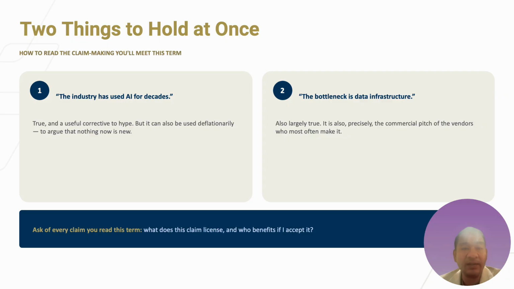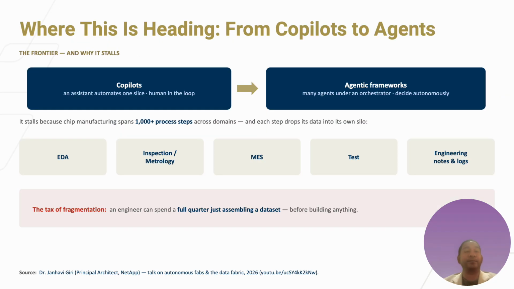The habit I want you to build is to ask every claim, what does it actually let us do, and who benefits if I believe it? That critical eye is exactly what we need for the last part of today, where this is all heading.